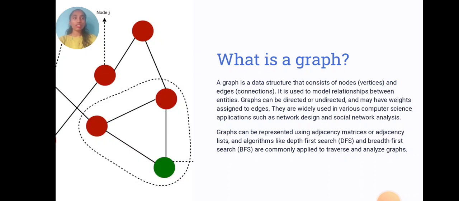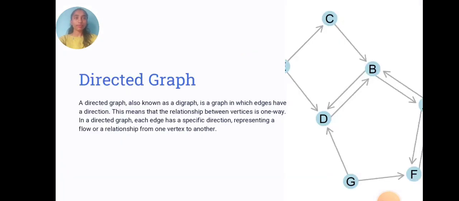Next topic. What is a graph? A graph is a data structure that consists of nodes and edges. It is used to model relationships between entities. Graphs can be directed or undirected and may have weights assigned to edges. They are widely used in various computer science applications such as network design and social network analysis. Graphs can be represented using an adjacency matrix or adjacency list, and algorithms like depth first search and breadth first search are commonly applied to traverse and analyze graphs.